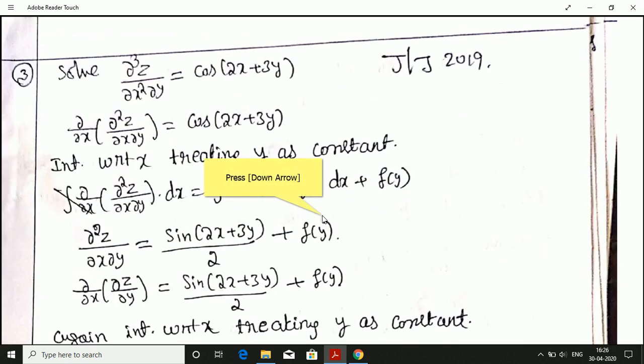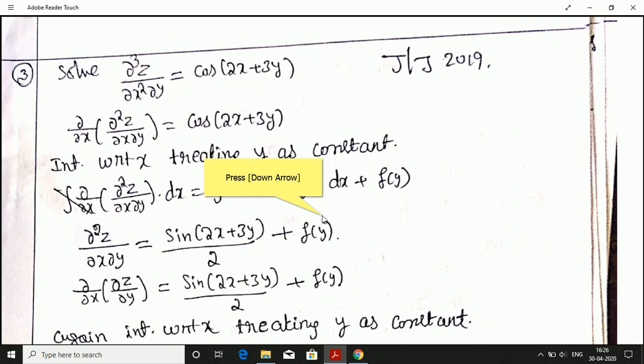Solve del cube z by del x square del y is equal to cos of 2x plus 3y. Here it is a third order partial differential equation and it is non-homogeneous. Rewrite del cube z by del x square del y as del by del x of del square z by del x into del y, that is equal to cos of 2x plus 3y. To remove del by del x, integrate with respect to x, treating y as constant. Integral and differential get cancelled. Del square z by del x del y is equal to integration of cos of 2x plus 3y is sin of 2x plus 3y divided by 2, plus f of y is the constant of integration.